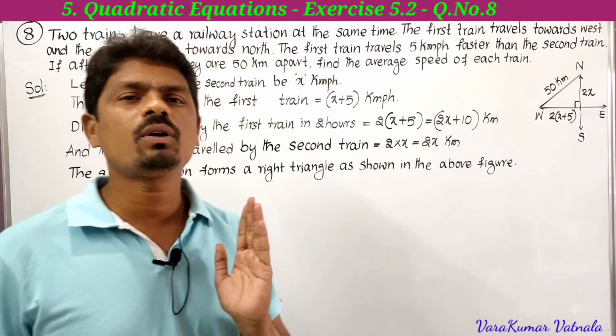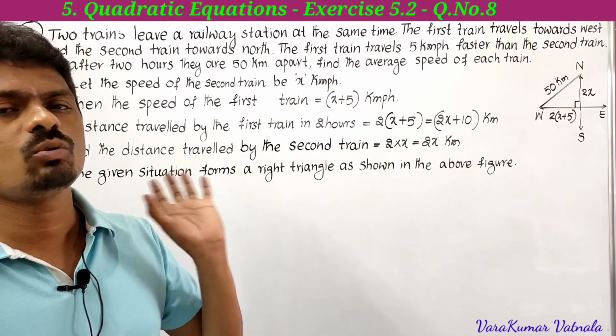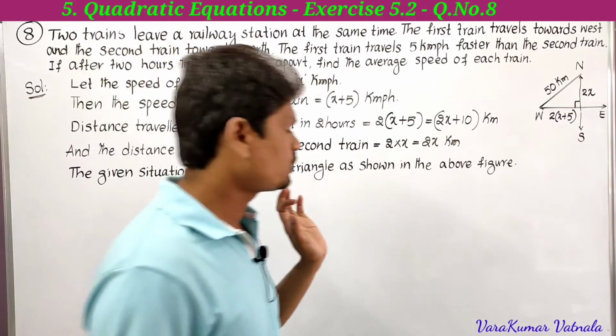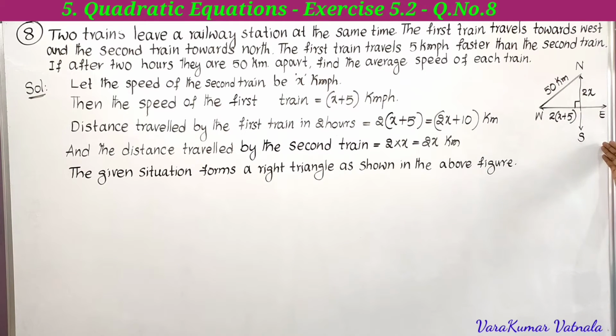This is very important. He asked so many times for 4 marks. You have to understand very clearly. See here, two trains, these are the directions. You must have a clear idea about the directions. This is east, west, north, south. This is the railway station. From here, the first train is traveling towards the west direction and the second train is traveling towards the north direction, and they are starting at the same time.